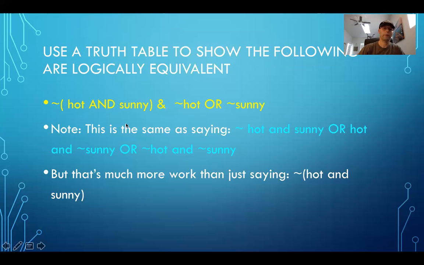Yeah, this is sort of what I was saying. So not hot and sunny is the same thing as saying not hot and sunny, or hot and not sunny, or not hot and not sunny. All three of those scenarios fall under the not, parenthesis, hot and sunny scenario. So it's three scenarios kind of packaged into one. It's not the same thing as not hot or not sunny, because that's only a part of the three different possibilities in this category.